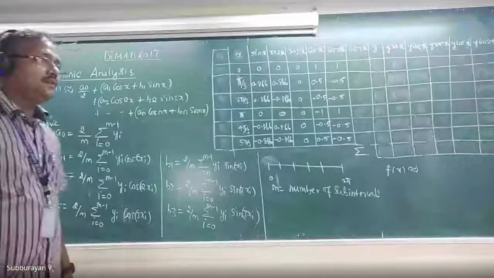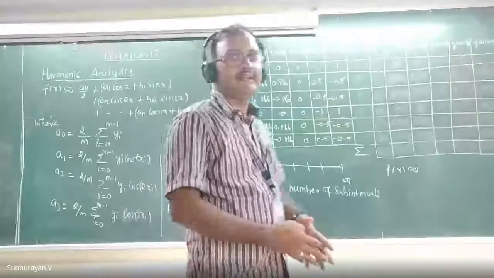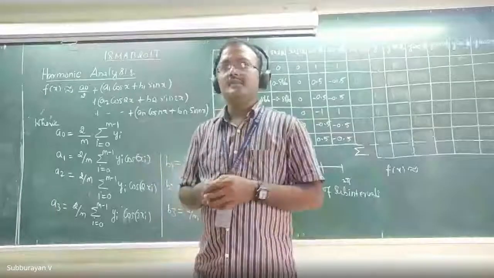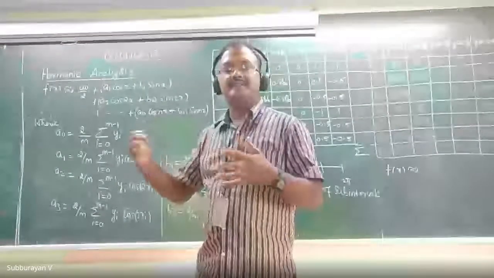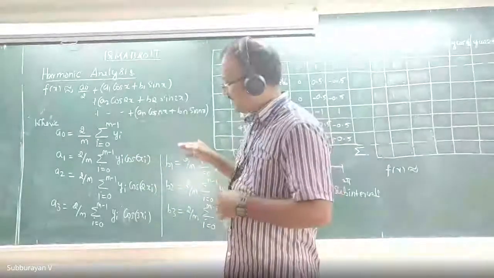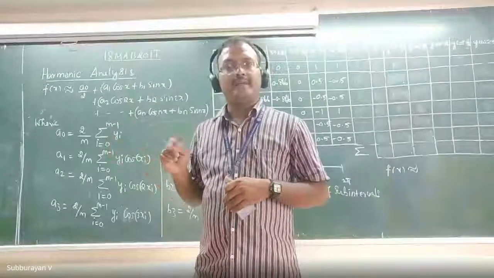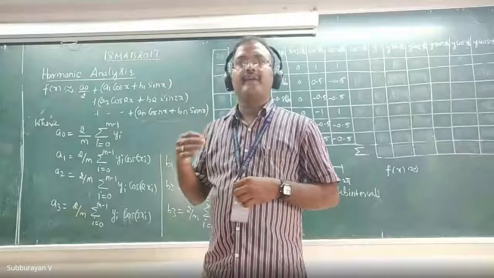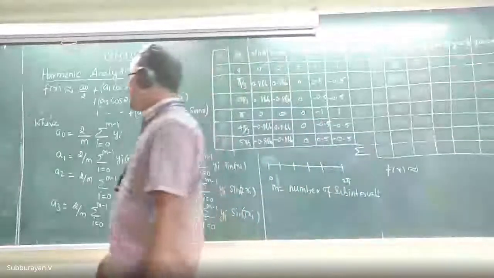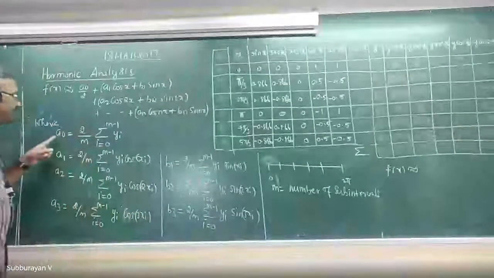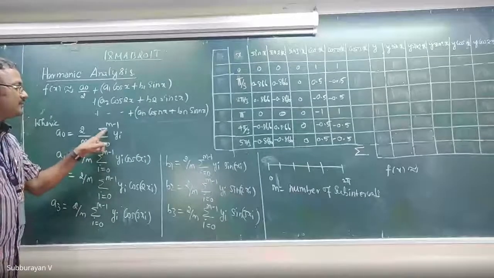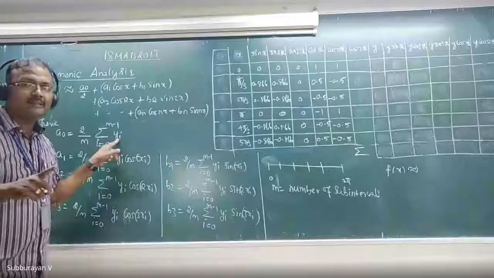Now, as I told you, we have only discrete data. Therefore, we are going to have some summation rule or summation formula to evaluate a0, an, bn, all these things. For this, I applied the trapezoidal rule to approximate the formulas of a0, an, bn. By using the trapezoidal rule, one can approximate a0 as 2 by m summation i equal to 0 to m minus 1 of yi. Here yi is nothing but f of xi.